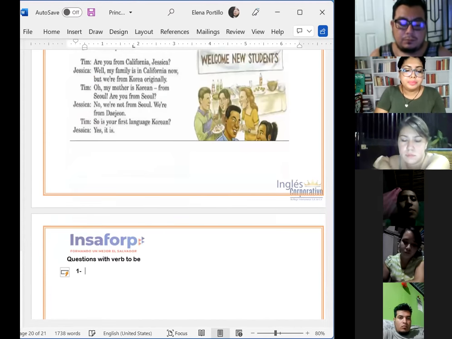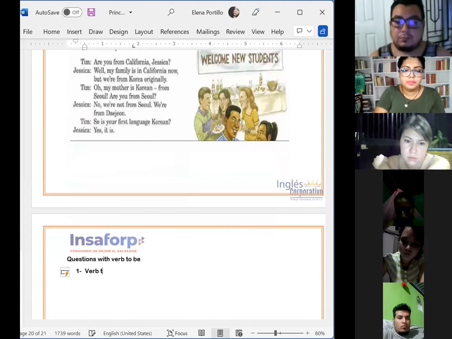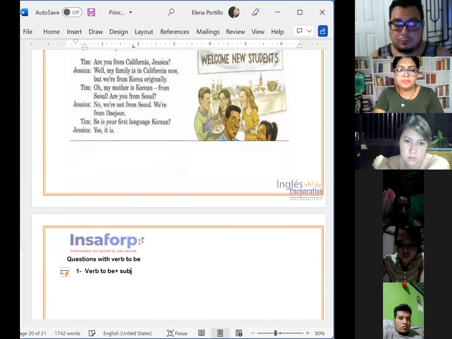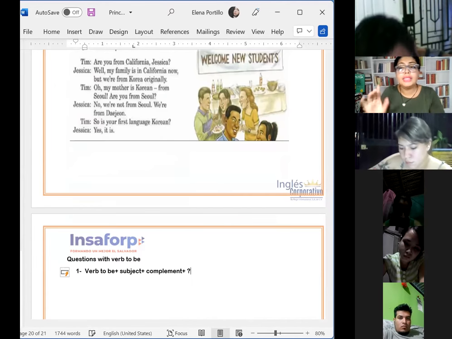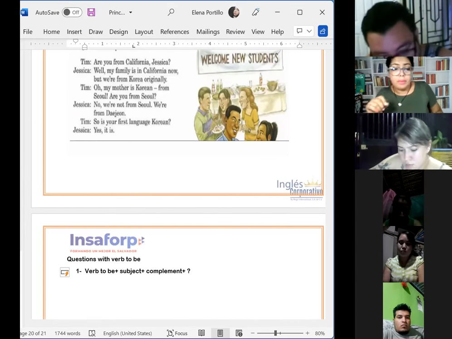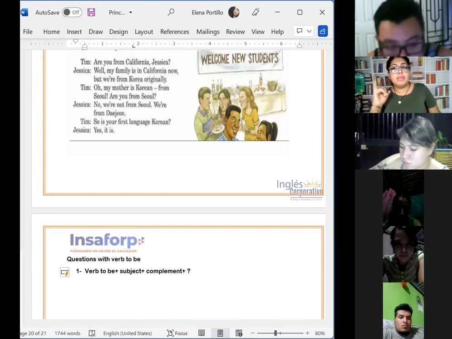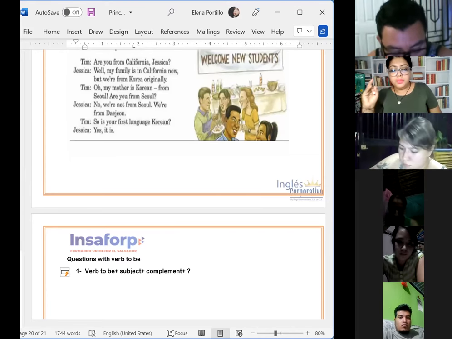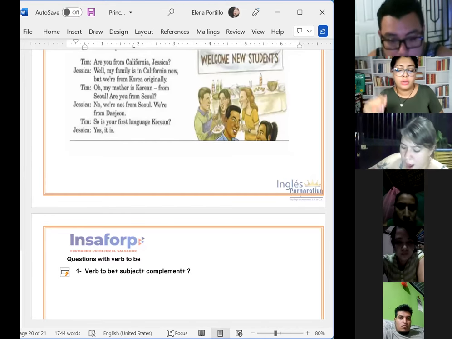And we have here, let's see. Verb to be plus subject plus complement plus question mark. Esa es la fórmula que nosotros utilizamos para las preguntas con el verbo to be. Tenemos el verbo to be al inicio de la oración. Luego tenemos nuestro sujeto y por último el complemento con la question mark o el signo de interrogación.